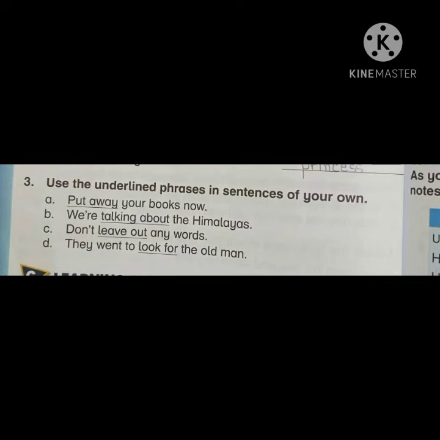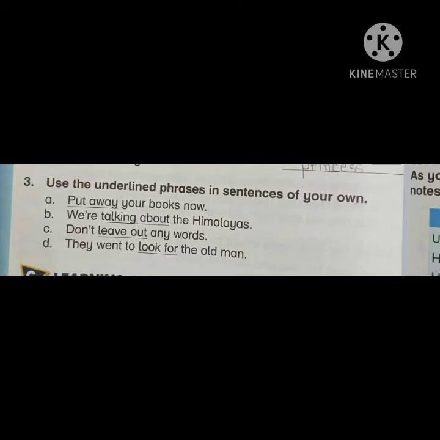The second one is, we are talking about the Himalayas. The underlined phrase here is, talking about. Talking about ka matlab hota hai, kisi cheez ke baare mein baat karna. Sentence for talking about is, I am talking about my studies with my friend.